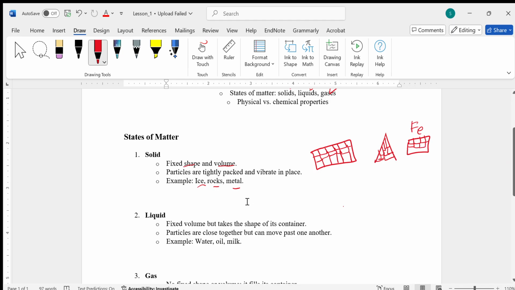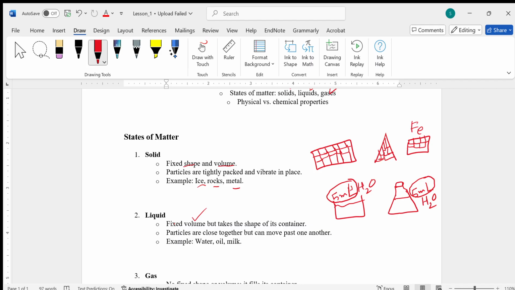But compared to that, in liquid state, the volume will remain fixed, but it will take the shape of its container. For example, if I give you 5 milliliters of water and you add it to a beaker like this, and I give you another beaker which has a shape like this, and you add this 5 ml of water here. Although you have added the same amount, 5 ml and 5 ml, in both of these beakers, the shape is looking different. It's because of the containers.